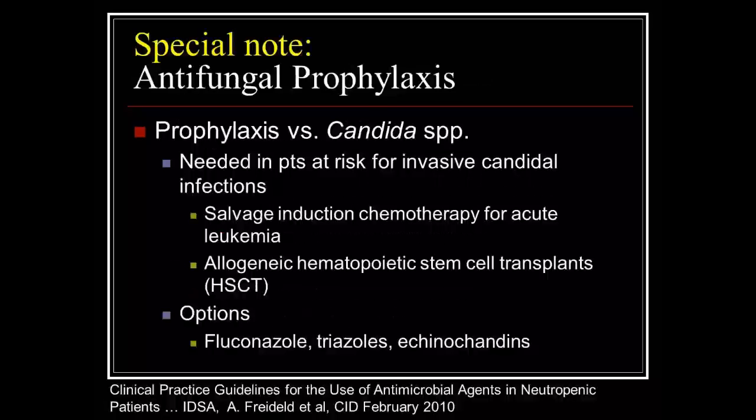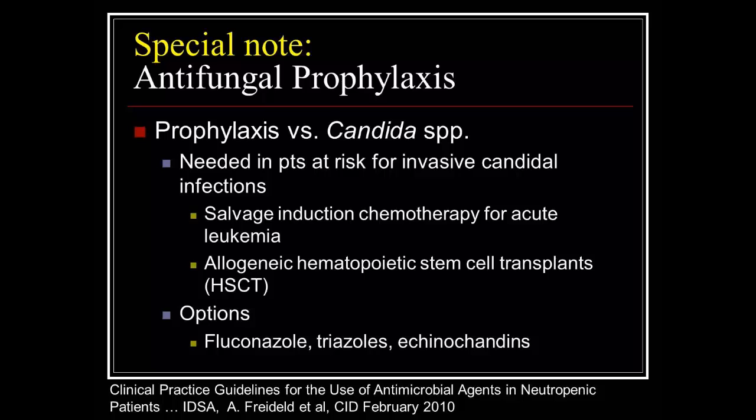What about a couple organism keynotes? In terms of Candida, this is especially needed for prophylaxis against invasive candidal infections. So this would be your patients in salvage induction chemotherapy for acute leukemia. This is also needed in allogenic hematopoietic stem cells. So fluconazole, triazoles like your posaconazole and voriconazole, and echinocandins. The issue with using triazoles in allogenic stem cell transplant is the known drug-drug interactions with the immunosuppression like sirolimus and tacrolimus. So you just have to follow your levels.